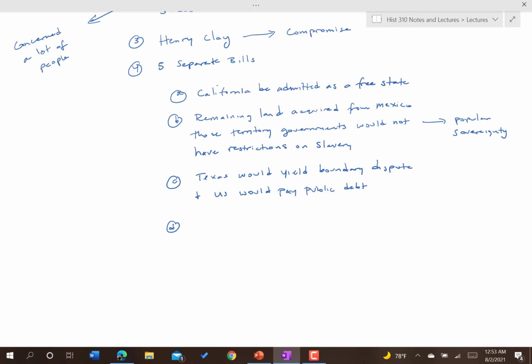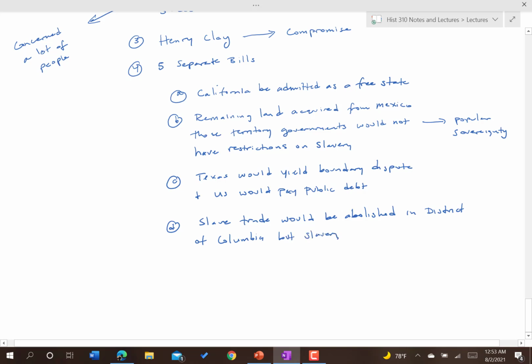The next is that the slave trade would be abolished in the District of Columbia. But slavery would not.